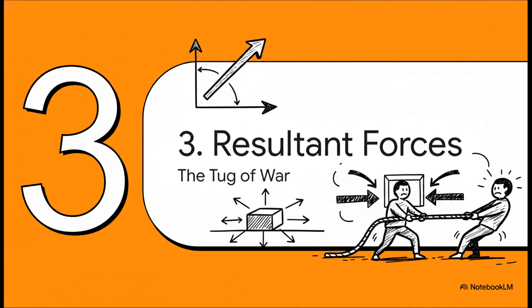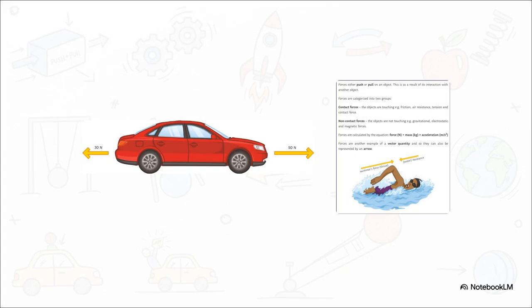Okay, section 3, understanding resultant forces. Think of this as the ultimate tug of war. All right, let's dive into what happens when multiple forces push and pull on something all at the exact same time. Whether it's contact forces on a car, say 50 newtons pushing right and 30 newtons pushing left, or a swimmer fighting against water resistance, it can look super chaotic. But here's the trick. We can simplify all of these competing arrows into one single overall arrow. We call that the resultant force. So for that car, 50 minus 30 leaves us with a resultant force of exactly 20 newtons pushing right.